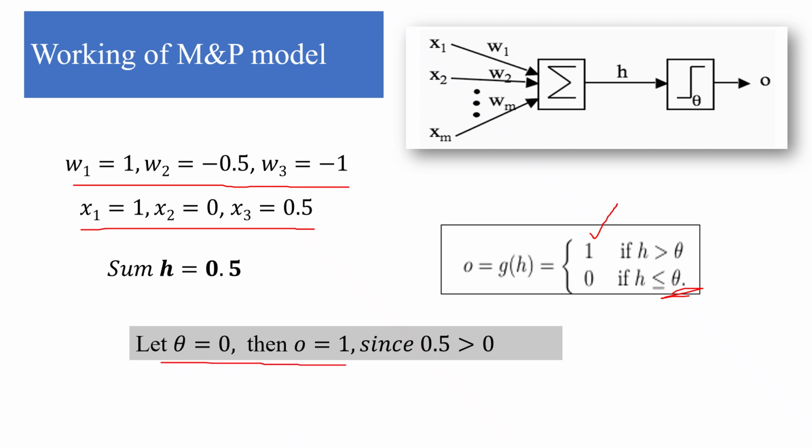For theta equal to 0, the output is 1 since our h is 0.5, which is greater than the threshold, which is 0. And so the output is 1. Here, if we had taken the threshold theta as, say, 1, then the output would be 0. Right? So this is clear? For a different theta, your activation function will give different outputs. So the working of the McCulloch-Pitts model is this.